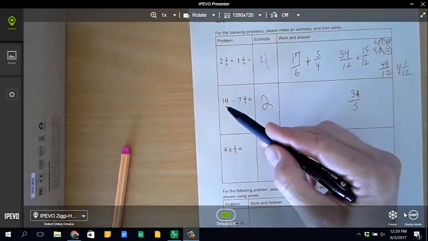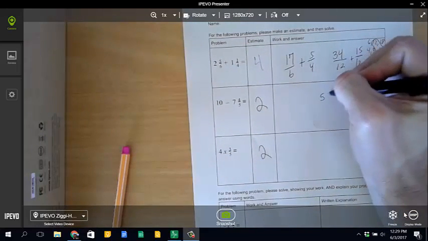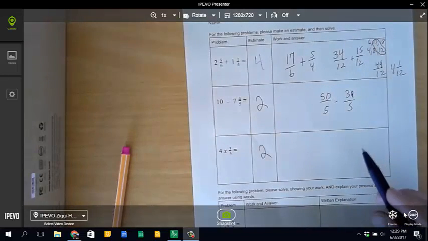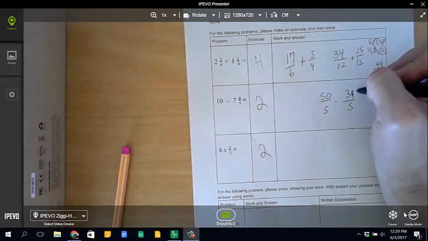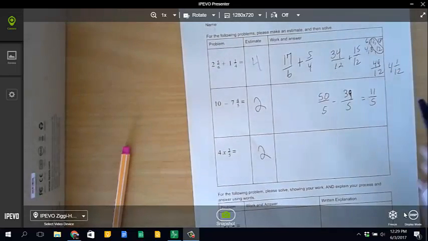And if I look at 10 and I think about fifths, I can just make that 50 fifths, because 50 divided by 5 is 10. And now I just have 50 minus 39, because we got the same amount of pieces, which gives me 11 fifths.